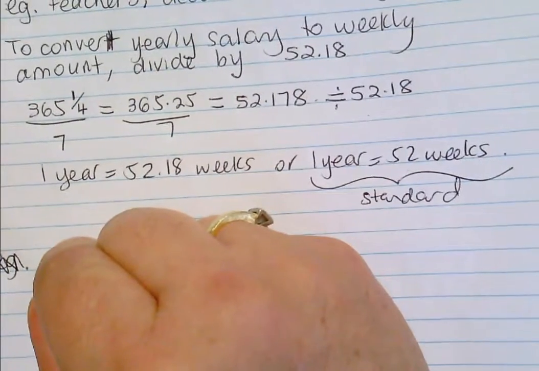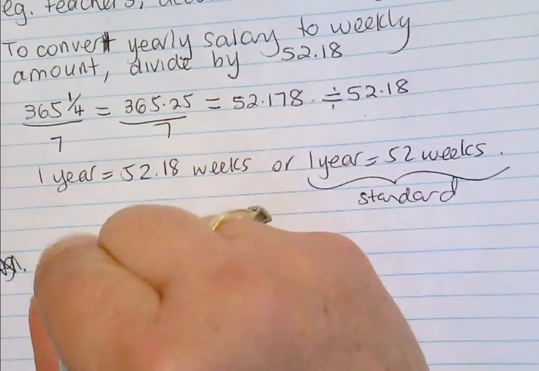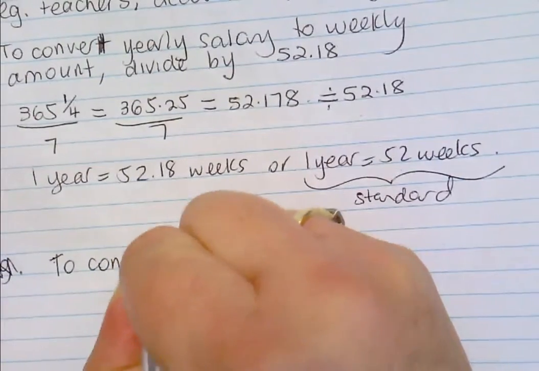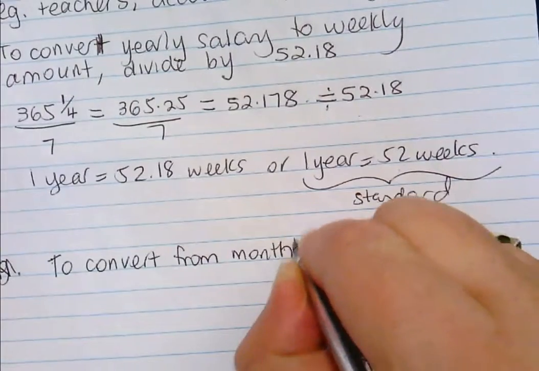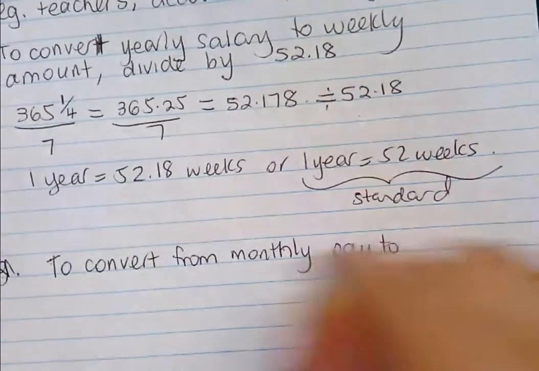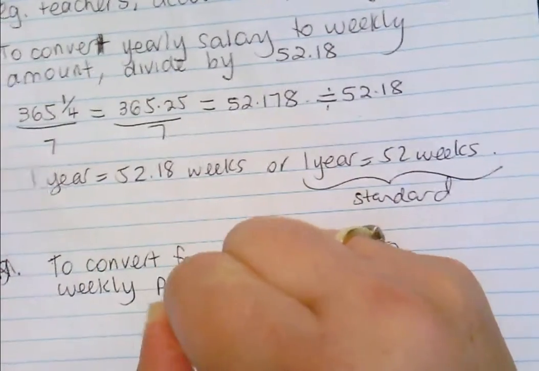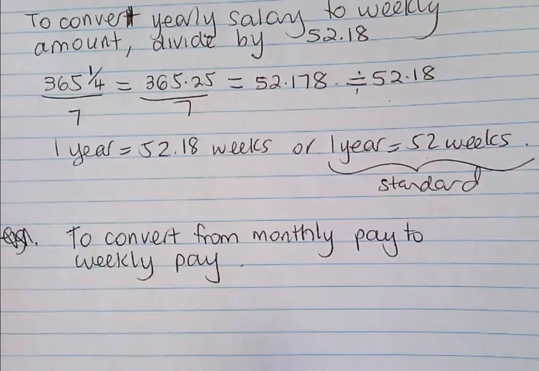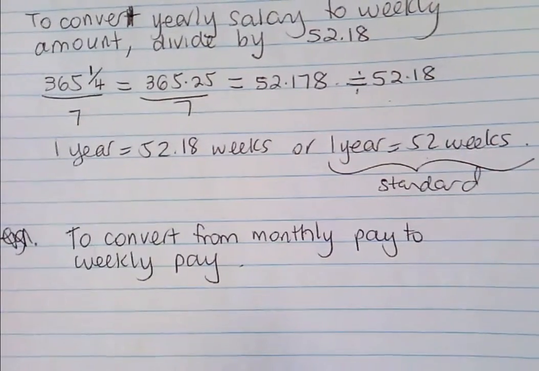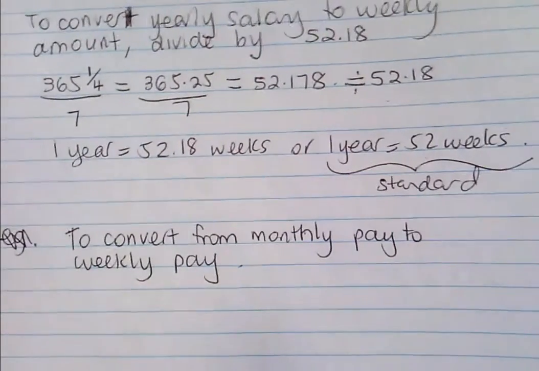Girls, how many weeks in a month? Is there a simple answer? Girls, you're often going to have to convert from monthly pay to weekly pay. There are not exactly 4 weeks in a month. That only happens once a year in February. So there aren't exactly 4 weeks in a month. There's actually 4 and a bit.